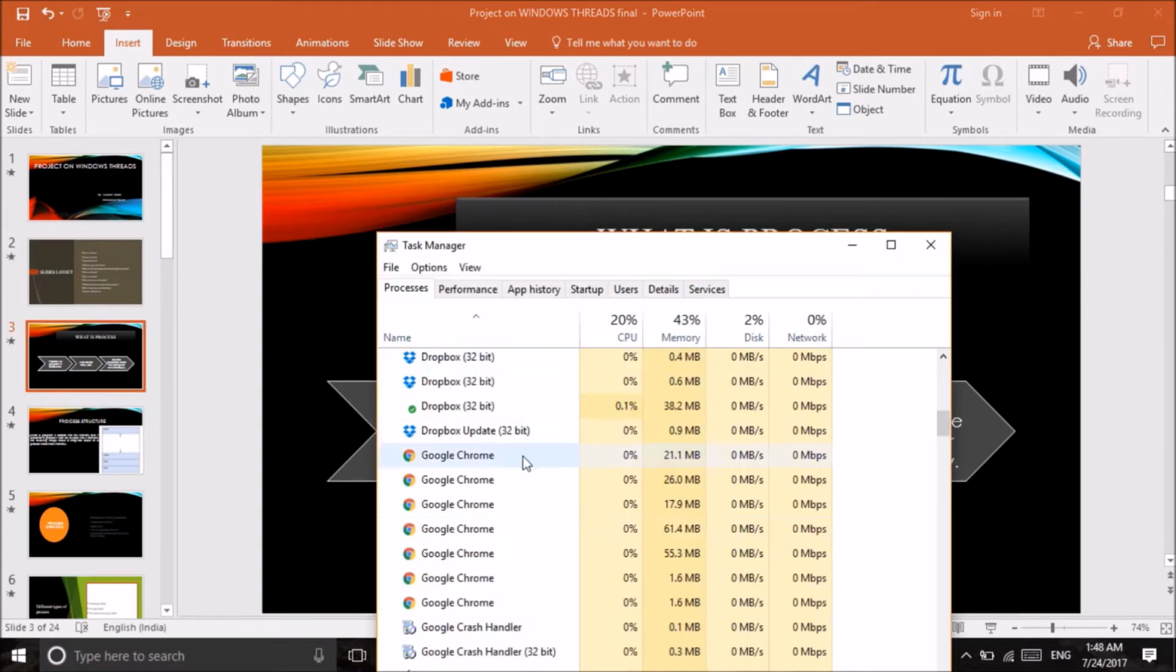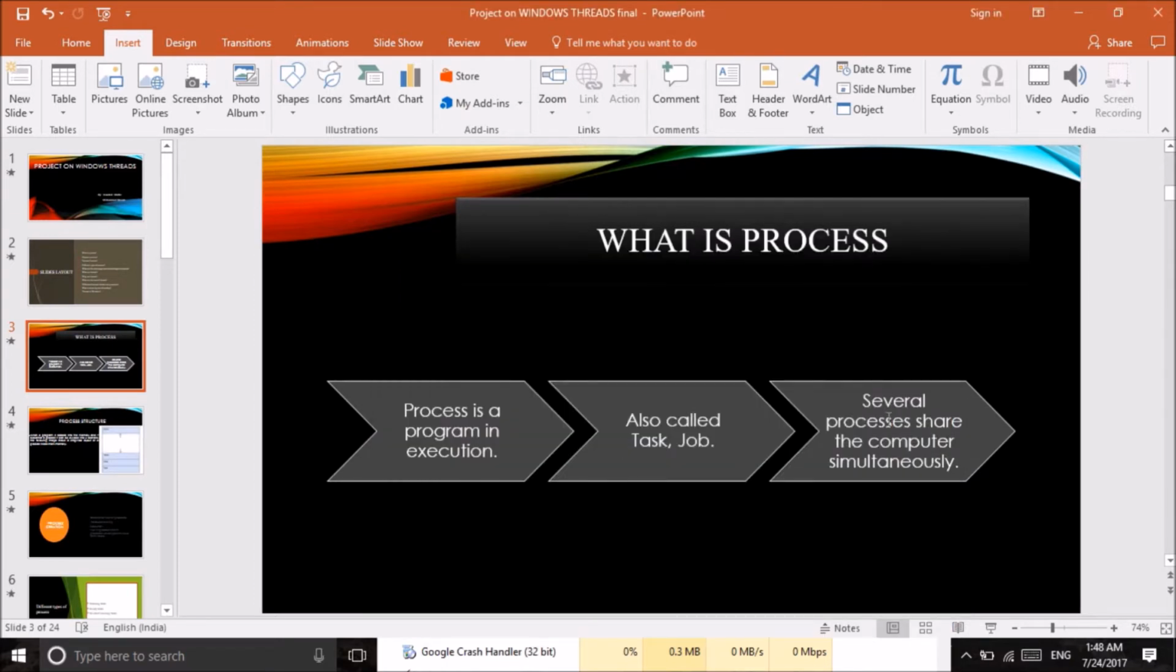Here we have Google Chrome. These are all processes: 1, 2, 3, 4, 5, 6, 7, 7 processes of Google Chrome, in the sense that 7 tabs of Google Chrome are running simultaneously. This is an example of processes in a single program. And several processes share the computer simultaneously, which indicates that they use the memory simultaneously.